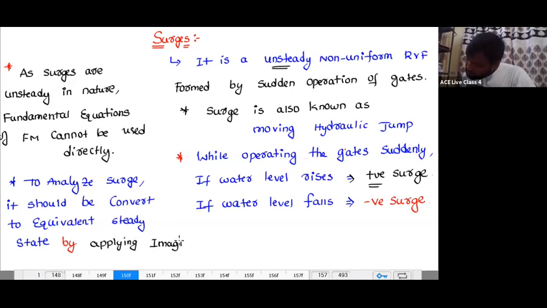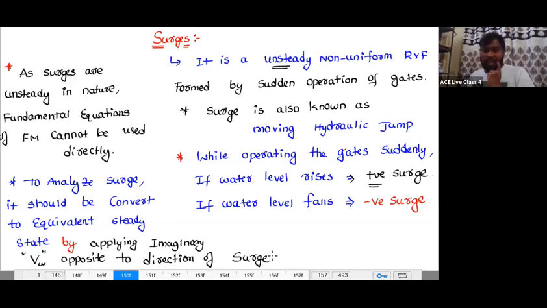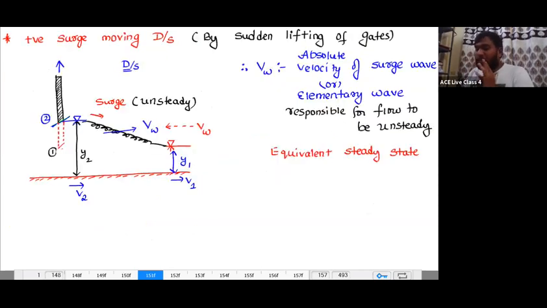it should be converted to an equivalent steady state by applying an imaginary VW opposite to the direction of surge. Sir, what happens if I apply this VW? Sir, if I apply this VW, now you see, everywhere the flow is going to change, or not? Everywhere the flow is going to change because this is VW and this is also going to be VW. Now let's see.